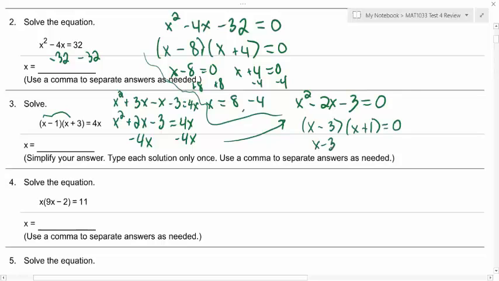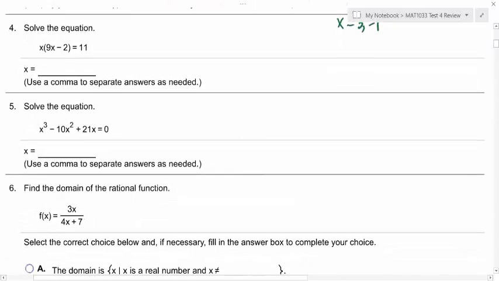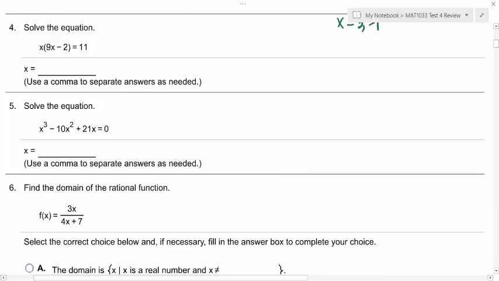And then you would get x is a positive 3 and x is a negative 1. Very good. So what would you do for number 4? So I'd get rid of the parentheses. So distribute the x. Mm-hmm. Which gives us 9x squared minus 2x. And then set it to 0. So subtract the 11 from both sides. Very good.